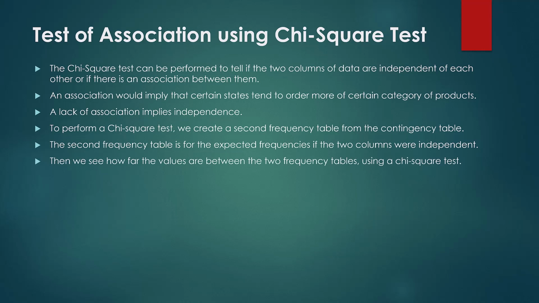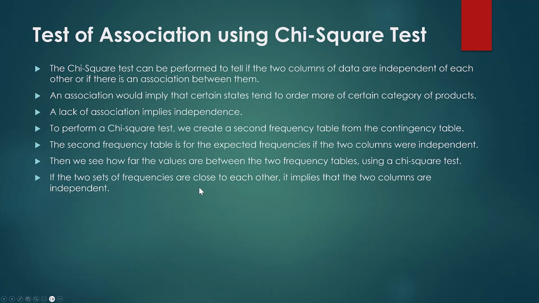Then we compare these two sets of frequencies to see if they are close to each other or far apart. To do that, we use what is called a chi-square test. The chi-square test tells us if the two frequencies are close to each other or far from each other. If they are close, it implies that the two columns of data are independent, because the expected frequencies were under the assumption that they were independent, and the actual are close to the expected. That means in reality they are independent.